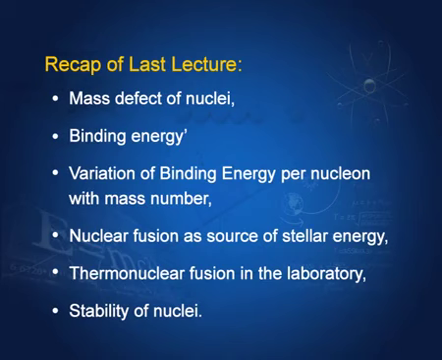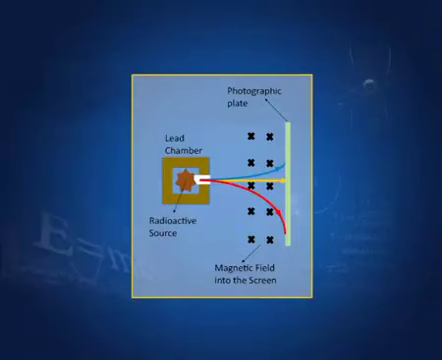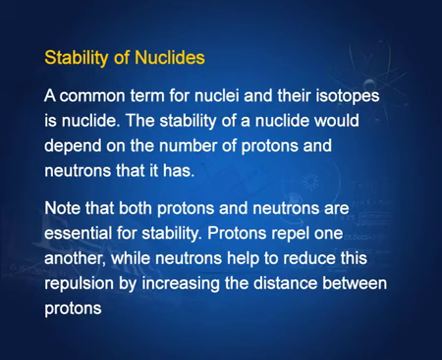But to make them combine, you have to heat them to a high temperature and also confine them in a certain space, so that they can react. So, it is a difficult thing. Many labs in the world are doing this, and maybe someday in the near future we shall have this process. Now, a common term for nuclei and their isotopes is nuclide.